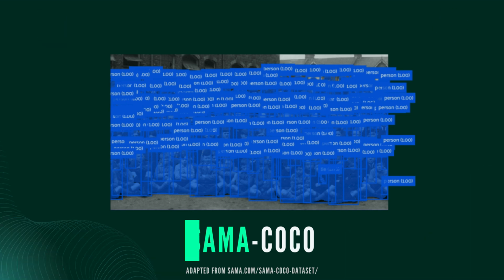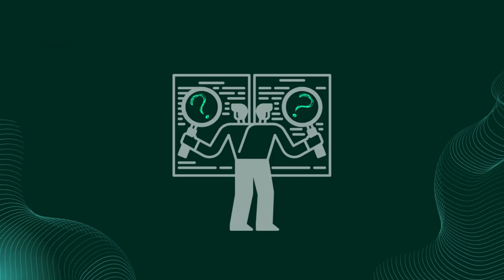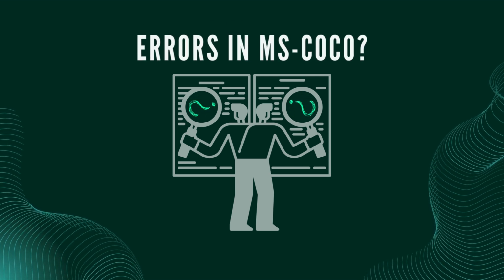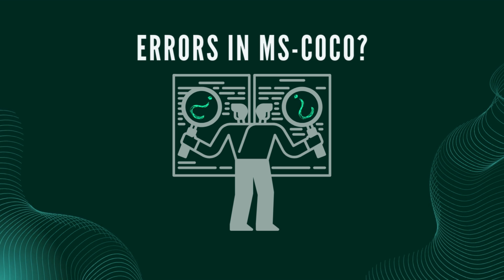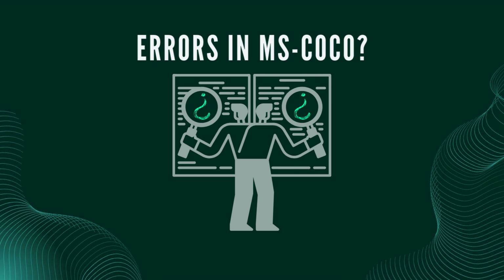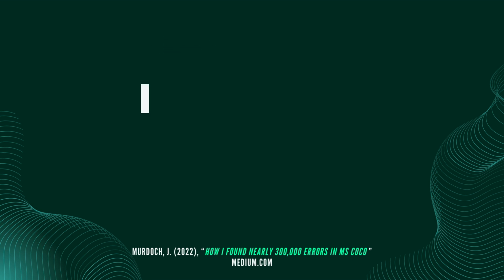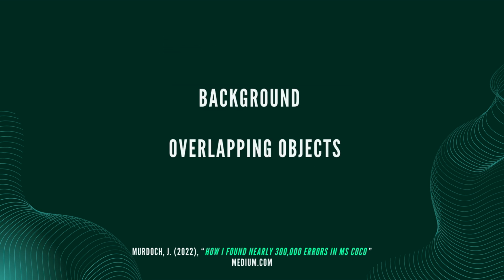Now, let's jump into more comments about COCO. In mid-2022, Jamie Murdoch, founder of an AI startup, published an article on Medium.com titled How I Found Nearly 300,000 Errors in MS-COCO. He explains how, with one of his tools, he can find different types of errors with the background, overlapping objects, and localization. So, if you want to check this article, follow the link in the description.